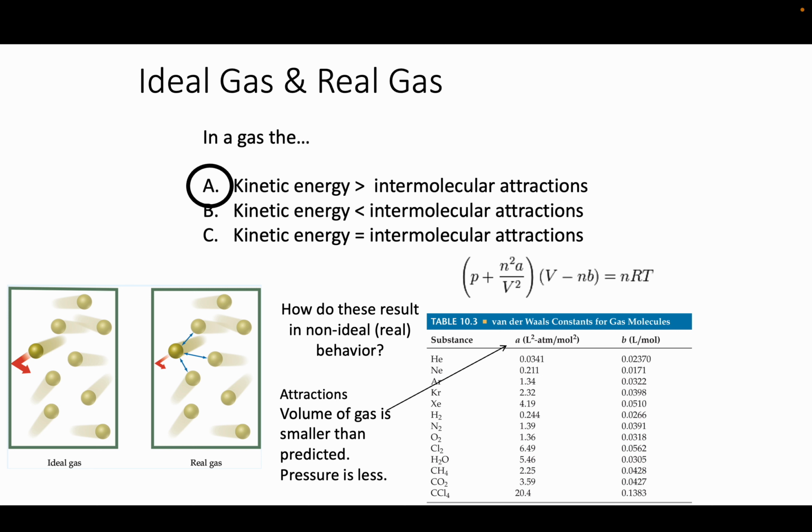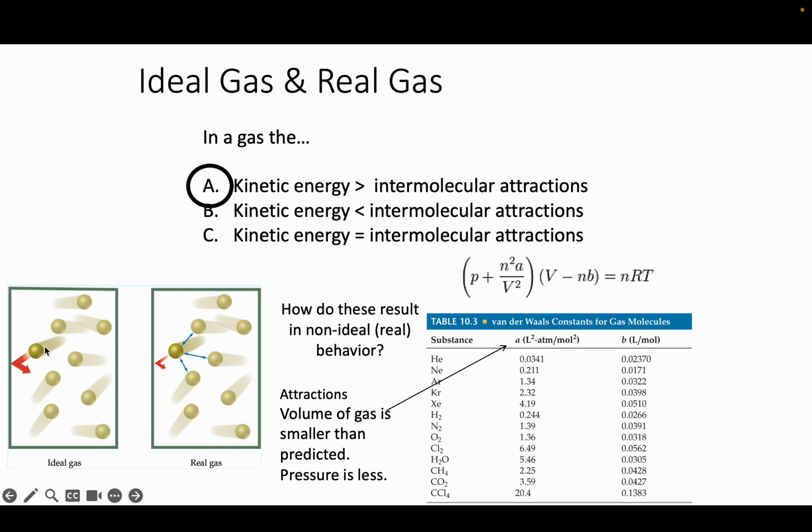How do these result in non-ideal behavior? When there are attractions present, the volume of the gas would be smaller than one would predict using PV equals nRT. Or you could say that the pressure is less. How does this occur at the particle level?